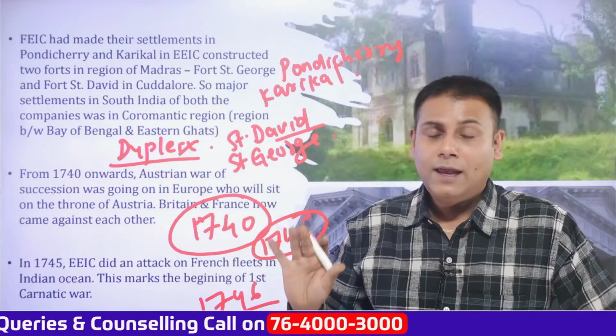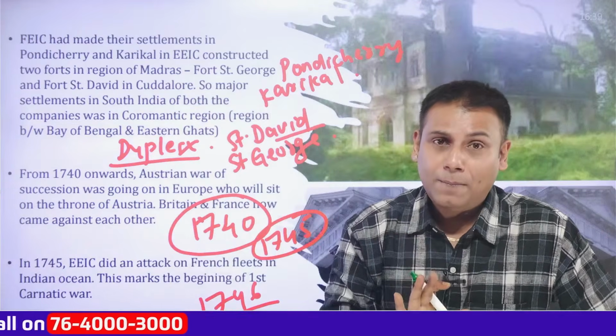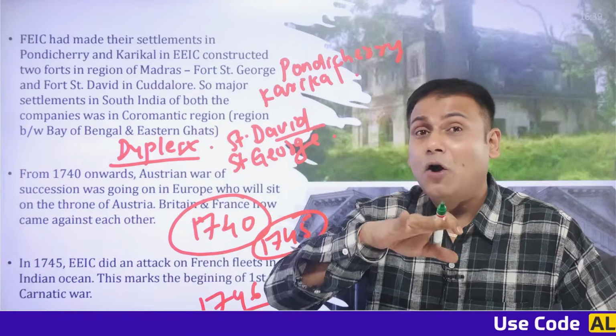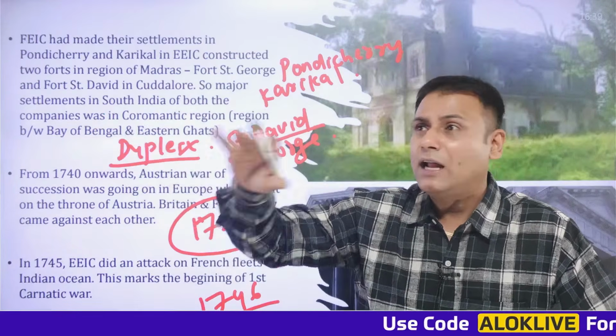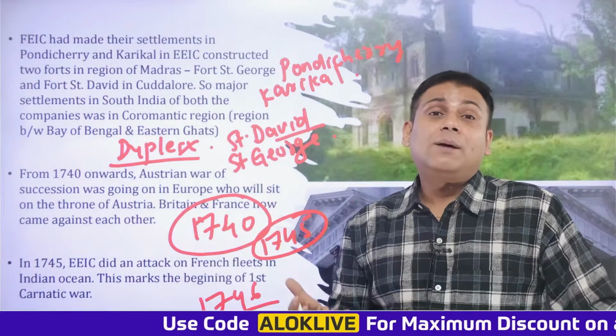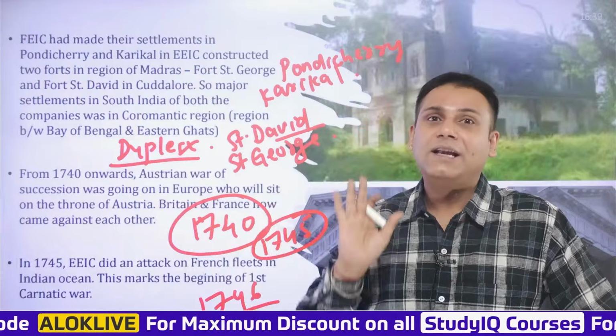George in Madras. Now, the English East India Company requested Anwaruddin Khan for help. Initially, Dupleix offered something to Anwaruddin Khan. He said that I'll capture all these territories and give them to you. So he remained neutral. But after some time, Dupleix broke his promise. So Anwaruddin Khan attacked the French East India Company.